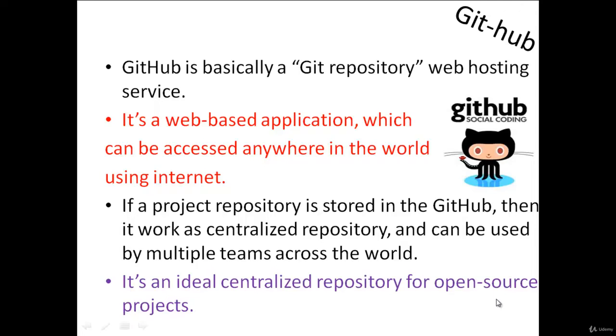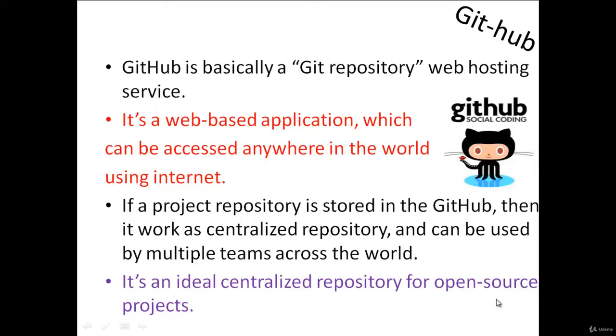If a project repository is stored in GitHub, then it works as a centralized repository and can be used by multiple teams across the world. You can also say that it's an ideal centralized repository for all open source projects. Most of the open source projects use GitHub. If you search on the internet as well, you'll find most of the Selenium 3.0 projects like Appium and Selendroid are basically maintaining their entire project code on GitHub repositories itself.